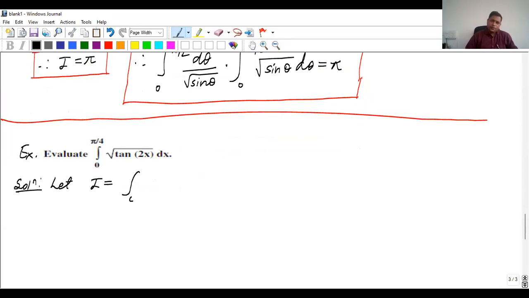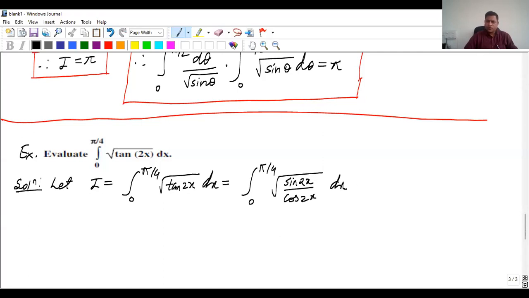Let I is equal to integral 0 to pi by 4 root of tan of 2x dx. This is integral 0 to pi by 4 root of, what is tan? Tan is sine of 2x upon cos of 2x. Is that okay? Because what we know is tan is sine upon cosine. So we can write this as integral 0 to pi by 4 sine raised to half 2x into cos raised to minus half 2x dx. Is that okay? Are you getting this term?